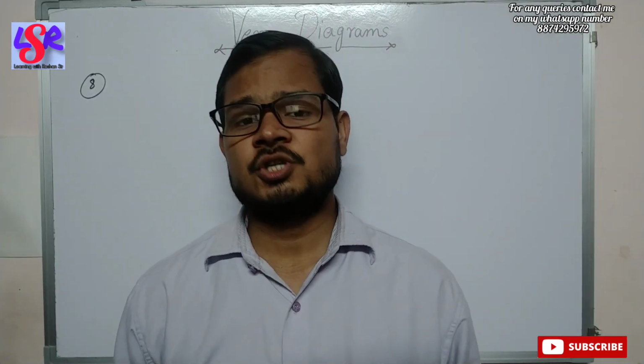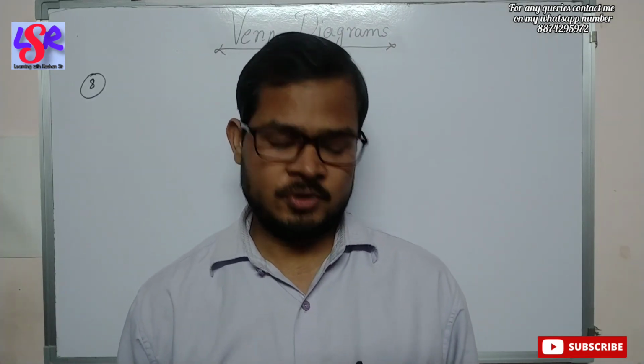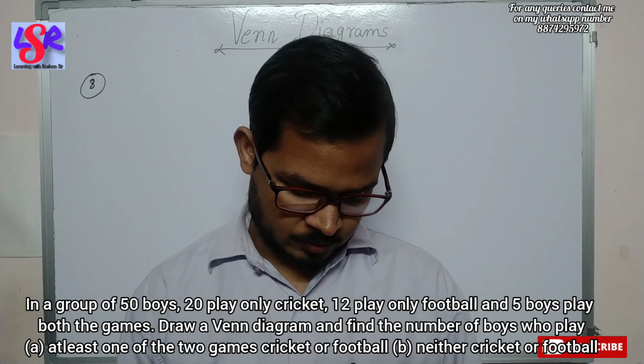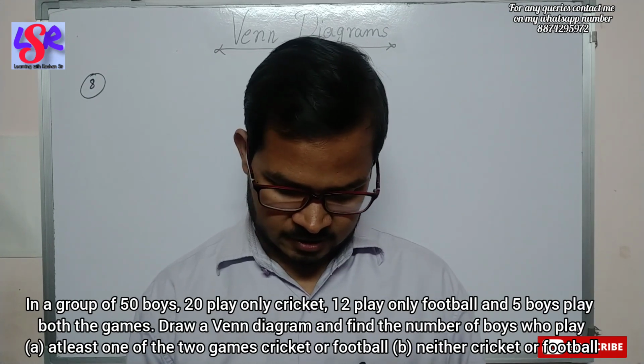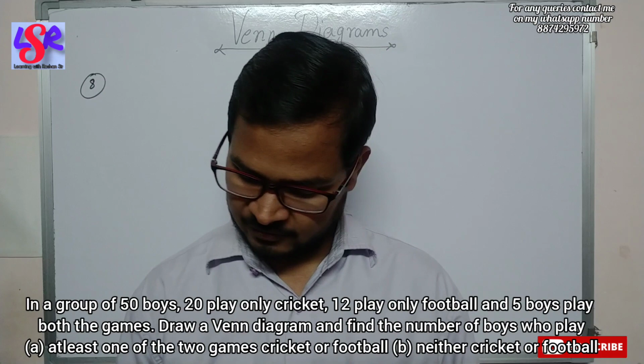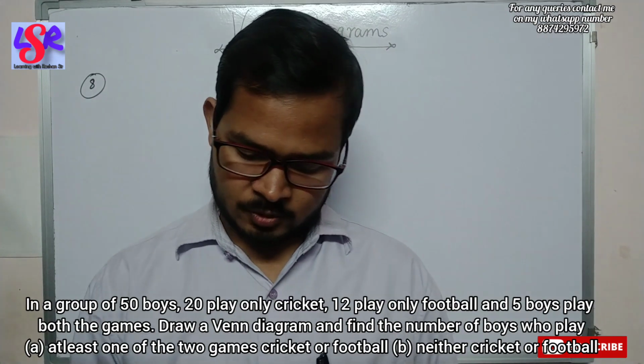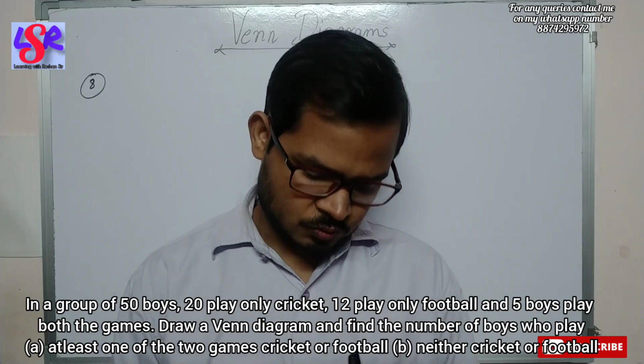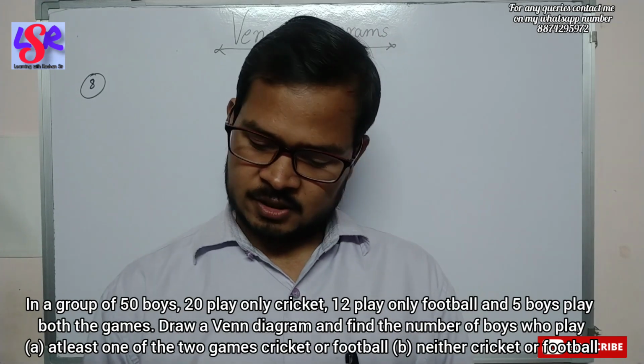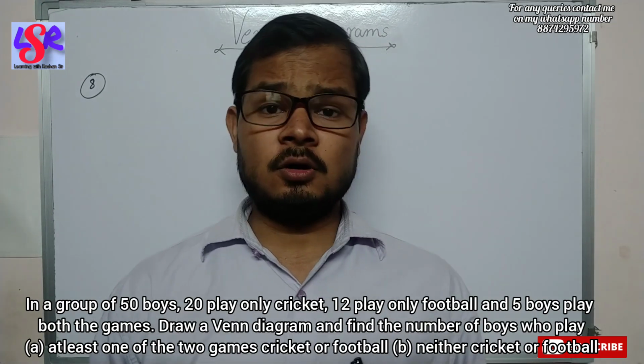Now let's do question number 8. Here in this question we have, in a group of 50 boys, 20 plays only cricket and 12 plays only football and 5 plays both the games. Draw a Venn diagram and find the number of boys who plays at least one of the two games, cricket or football, and neither cricket nor football.